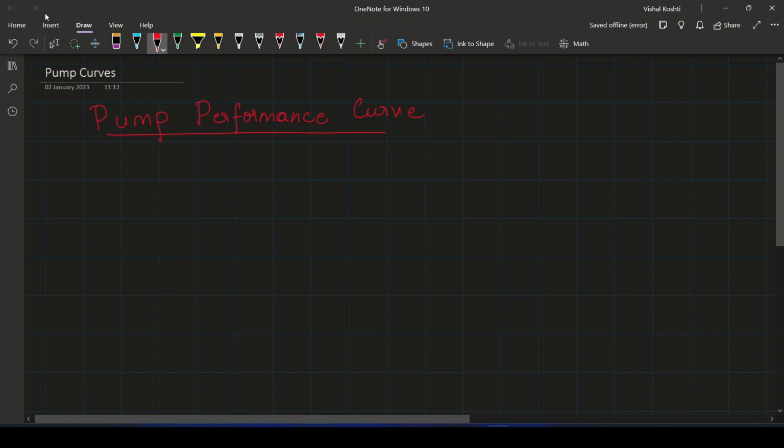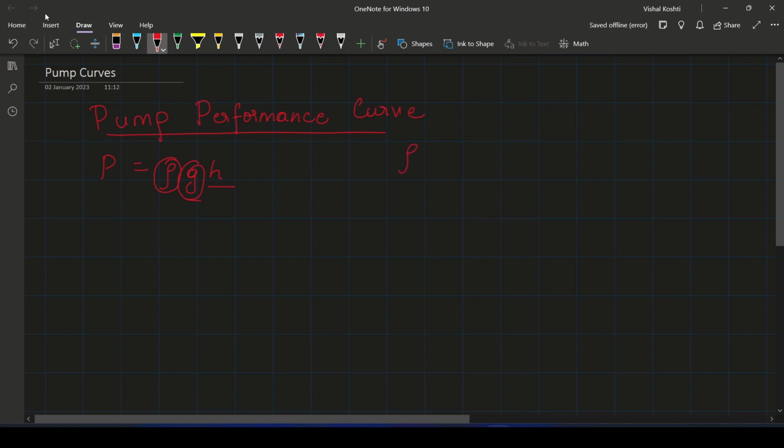Why not in pressure? Because we need the pressure of a working fluid, but in the pump specification, the pump manufacturer doesn't specify the pressure, or they specify in terms of head. Why do they do that? Let us understand that. We know that the pressure at any point of a working fluid at a certain height is given by rho g h, where h is the height and g is the acceleration due to gravity and rho is the density of the working fluid.